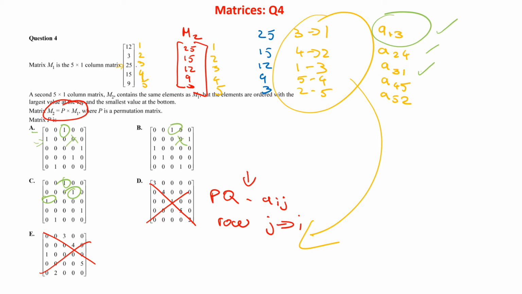You pretty much know the answer now is C, but I just want to show you quickly the other ones. Row 4, column 5, and then row 5, column 2, and that would be the answer there. So the answer in that case would be C.